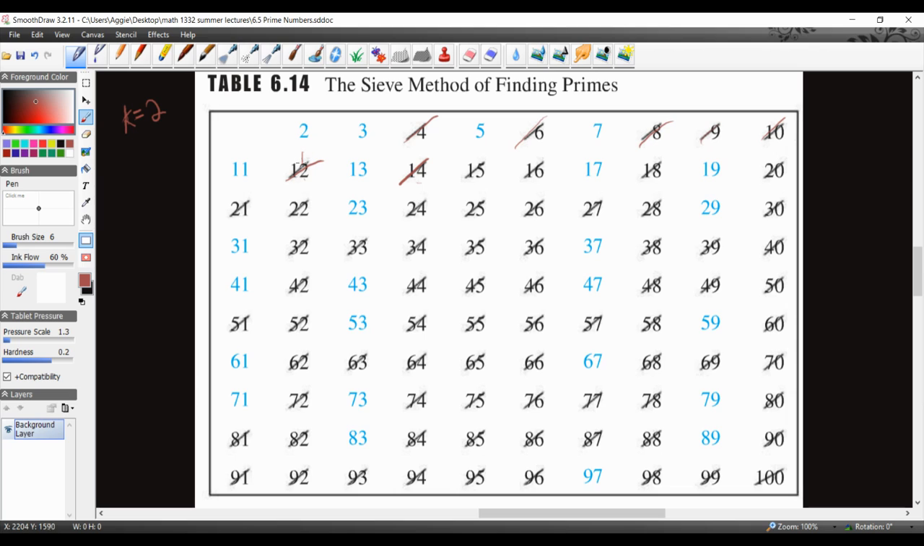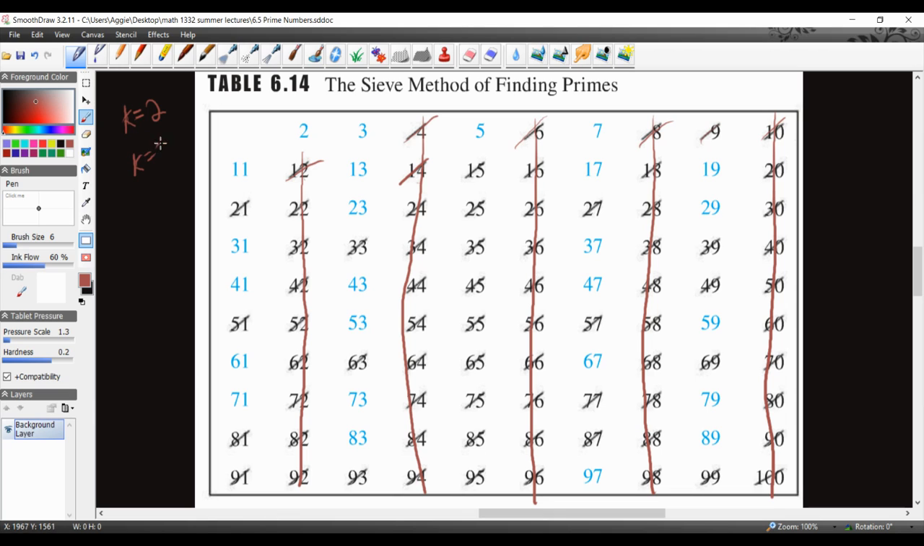And essentially, you could cross out basically all of this column, because all of those are multiples of 2, okay? And then once you're done with that, you move on to k equals 3 now. So now we're going to do multiples of 3, but again, excluding 3, because 3 is the actual prime number. So multiples of 3 would be 6. Let me use a different color. So it'd be 6, 9, 12, 15, 18, 21, 24, 27, 30, and you get the idea.